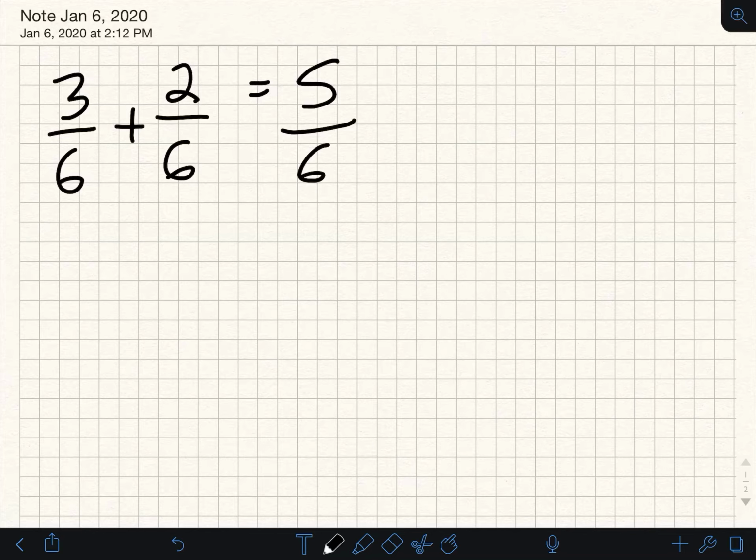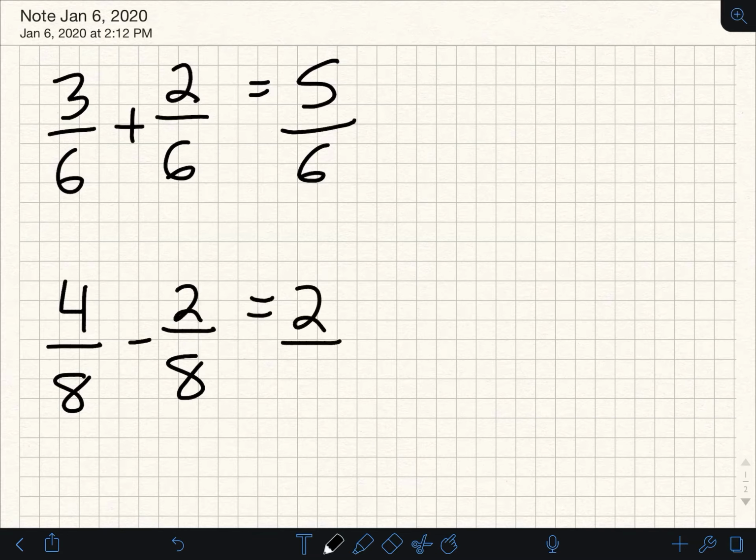Okay, so we can also do the same thing with subtracting. So we could have 4/8 minus 2/8. So all we do is we do the subtraction with just the numerators. 4 minus 2 equals 2 over, and our denominator stays the same, 8.